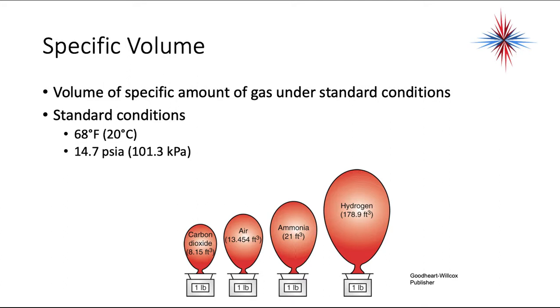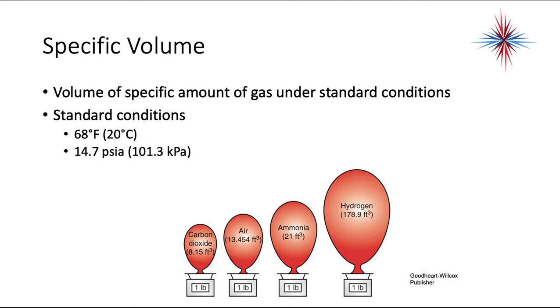Standard conditions is very important, okay? This is 68 degrees Fahrenheit or 20 degrees Celsius at 14.7 pounds per square inch absolute. That's sea level, or 101.3 kPa, okay? And again, this is sea level, 14.7 psia, air pressure at sea level. Your gauges will show 0, okay? So 68 degrees Fahrenheit, 14.7 psia is standard conditions.